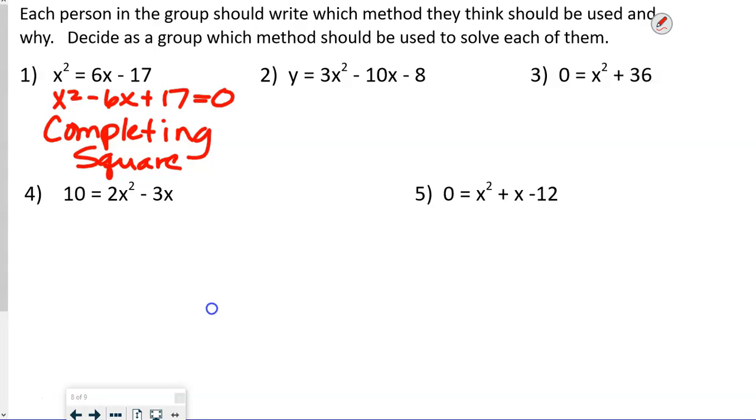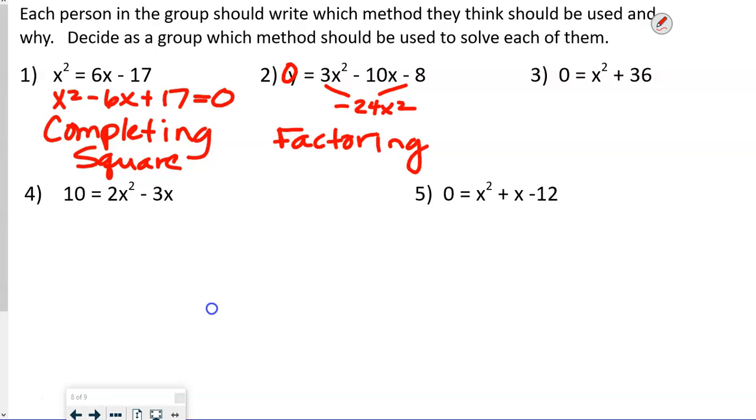And then for the second one, I can look pretty quickly. Again, I would put 0 here, and then I can see that this is going to be negative 24x squared. I think that one's going to be an easy one to solve, y'all, so I would do factoring here, because the factors of negative 24 that add up to be negative 10 are negative 12 and 2. So I would use factoring here.